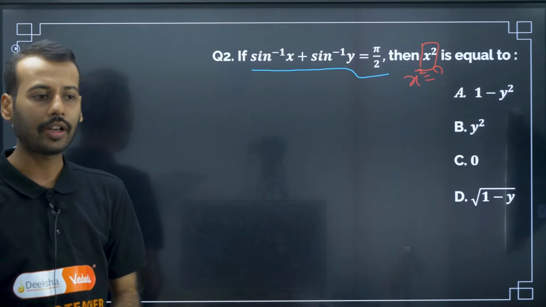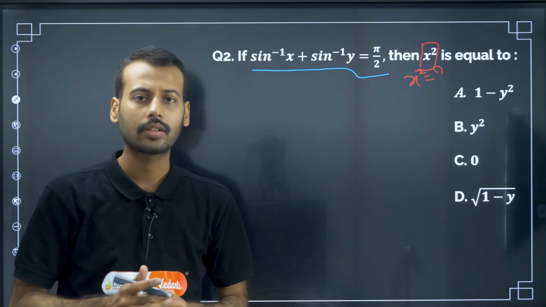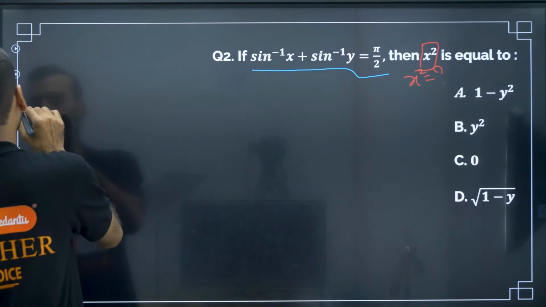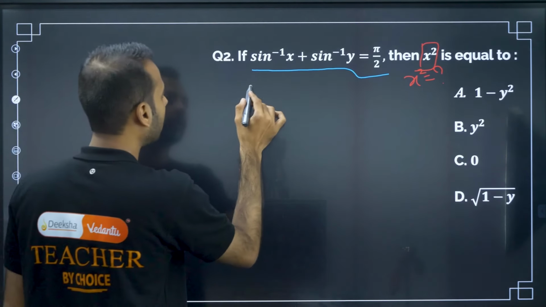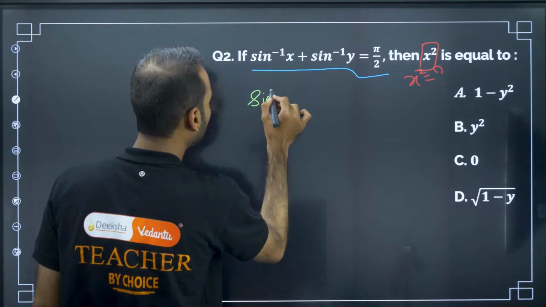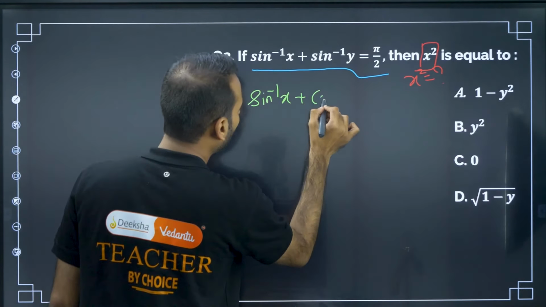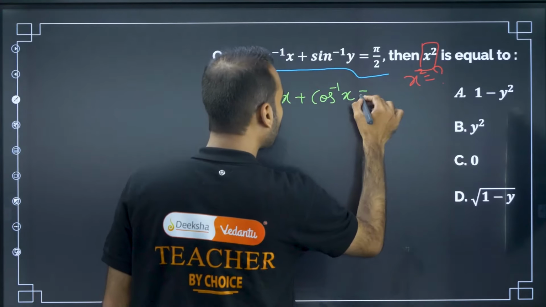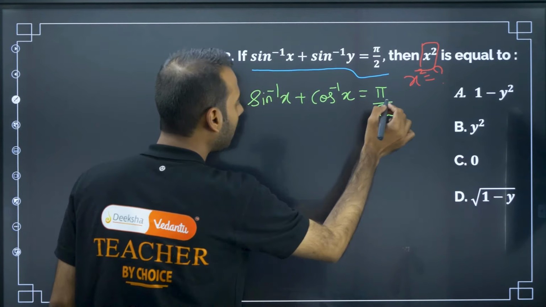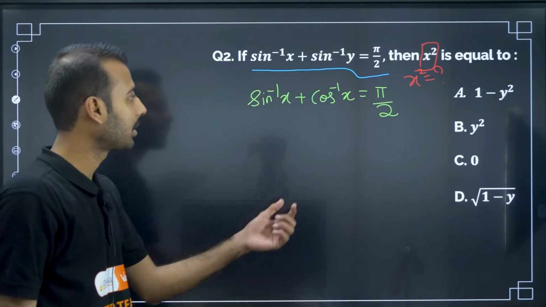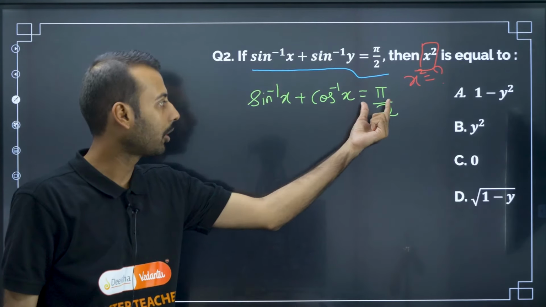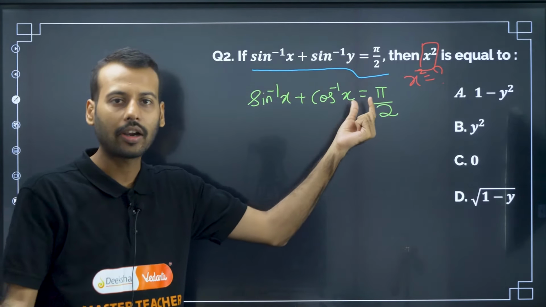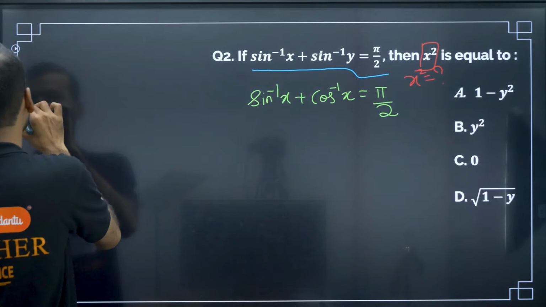Now in inverse trigonometry, we have some identities. You should be able to recall them. One identity is sin inverse x plus cos inverse x is equal to pi by 2. Try to recall this identity. Since I am writing with green pen, it means it is an identity. It is a part of the synopsis that you should be able to recall.